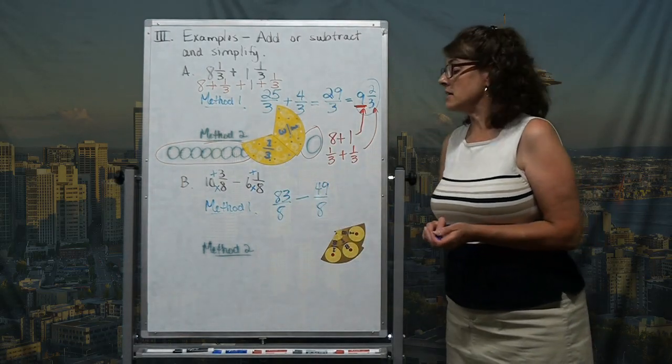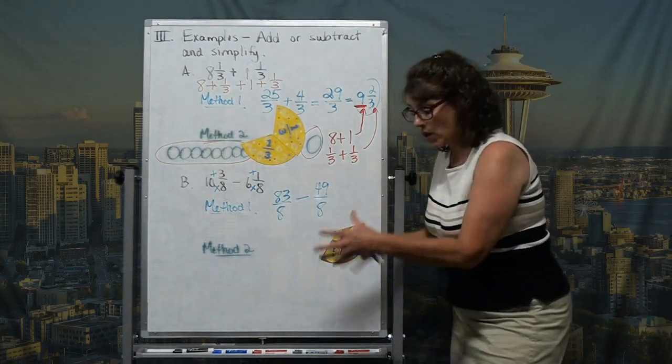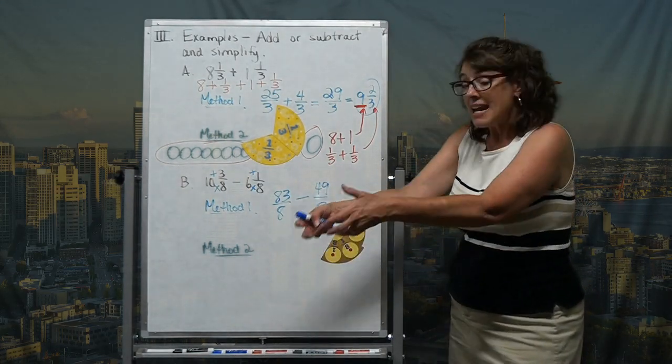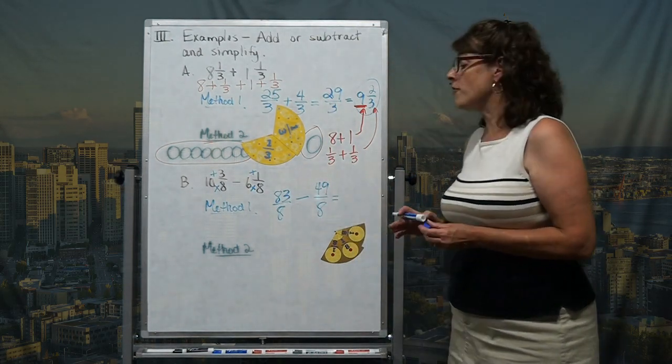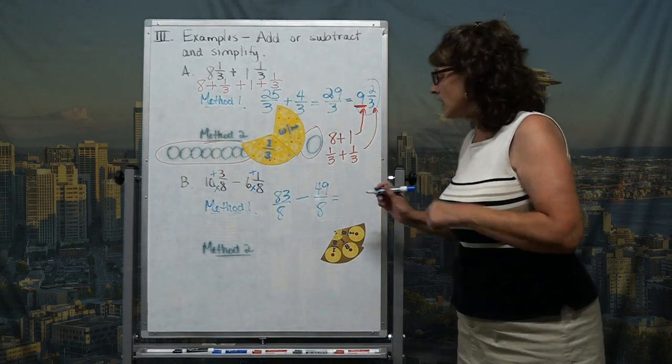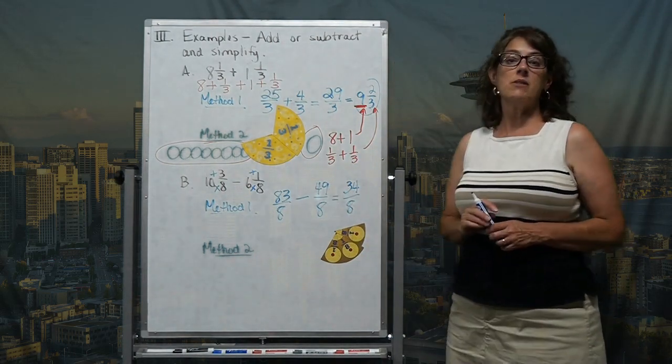So now what this tells me is in my pile, I have 83 of these 8 pieces. There are 83 of them sitting there. I'm taking out 49 of them. When I take out 49 of those 8 pieces, that's going to leave me with 34 of the 8 pieces.